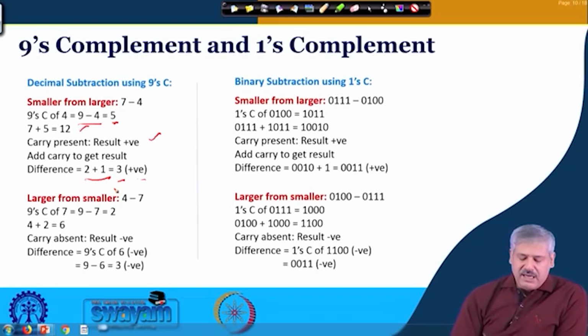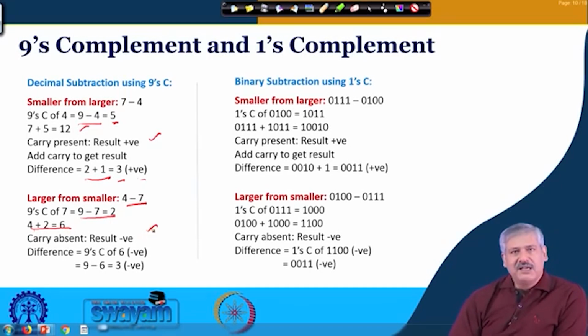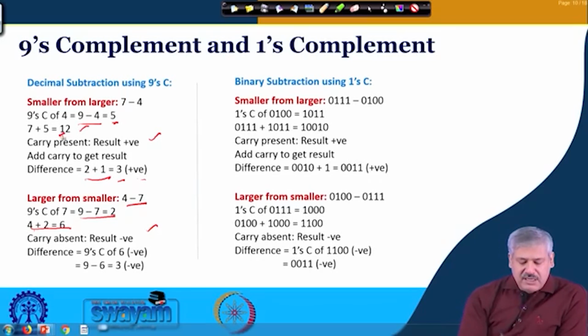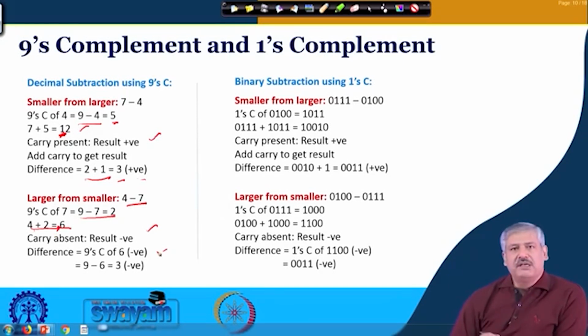Okay. And the other case, when 7 is subtracted from 4. So, the 9's complement of 7 is 9 minus 7, it is 2. So, 4 plus 2 is 6, and carry is absent, which means the result is negative. Understood? Here the carry was present, here for the 6 there is no carry, that means it is 0. Then the result is in 9's complement, and we have to perform another 9's complement to get the magnitude of the negative number, giving the final result. So, the 9's complement of this 6 is 3. So, the answer is minus 3.